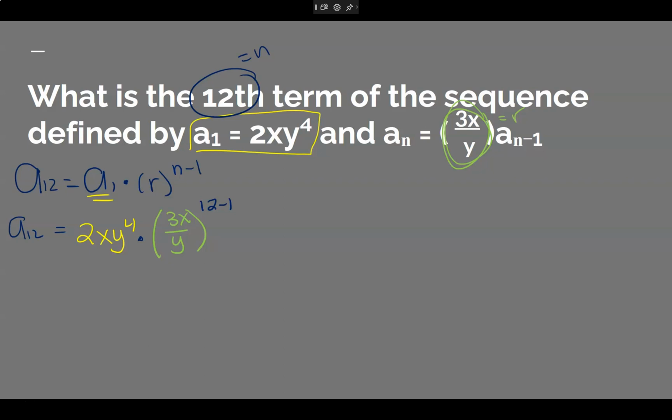Yes. All right. So now it's time to use law of exponent skills. So 2xy to the 4th just stays 2xy to the 4th. I am going to put it over 1. Since my ratio is a fraction, I'm going to have to multiply by a fraction. So let's go ahead and put it over 1. Since 3x over y is being raised to the power of 12 minus 1, which is what number? 11. I'm going to give every piece inside the exponent of 11.